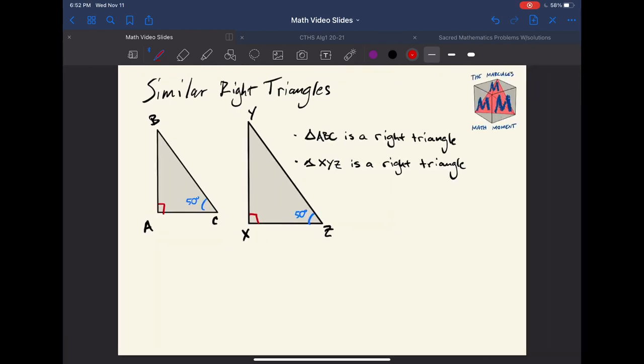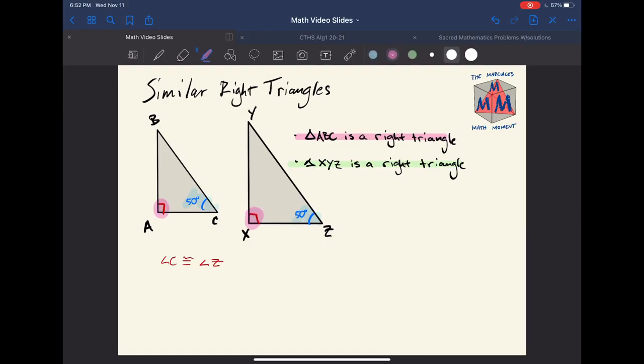So here we got two right triangles. ABC is a right triangle. Also, XYZ is a right triangle. Now let's take a look. We got the right angles labeled, and then we have these two acute angles that are corresponding, and they're both labeled 50 degrees. So I can say that angle C is congruent to angle Z.